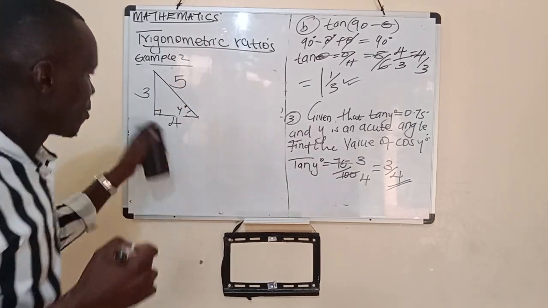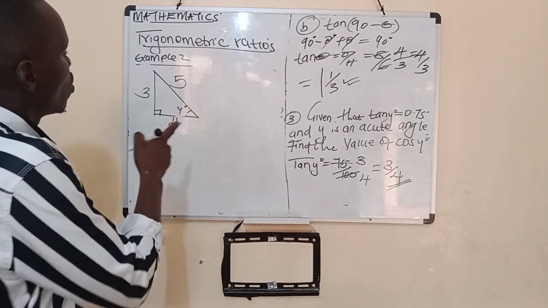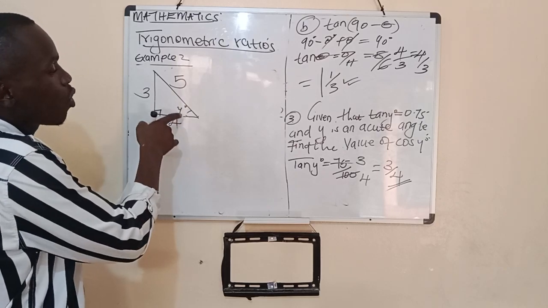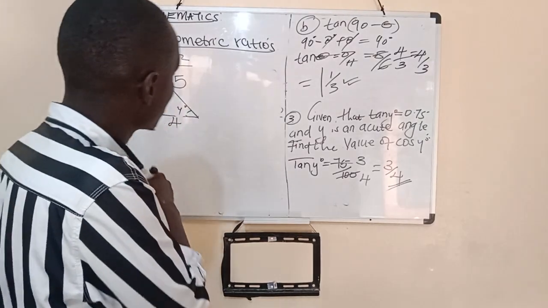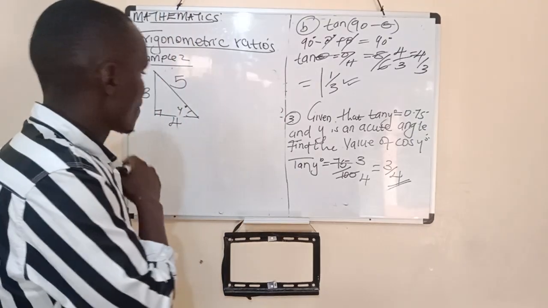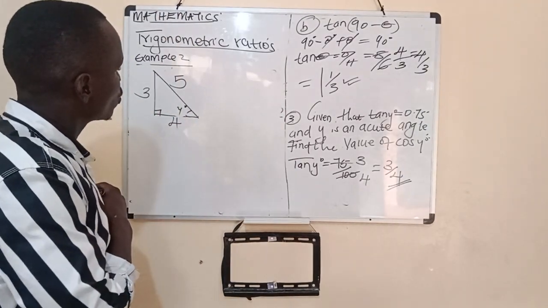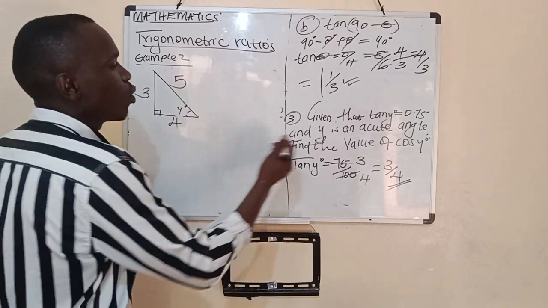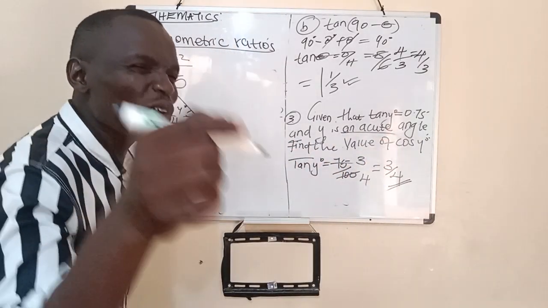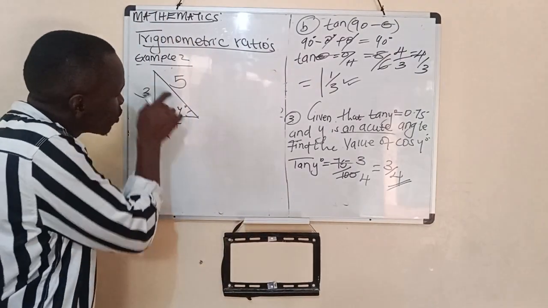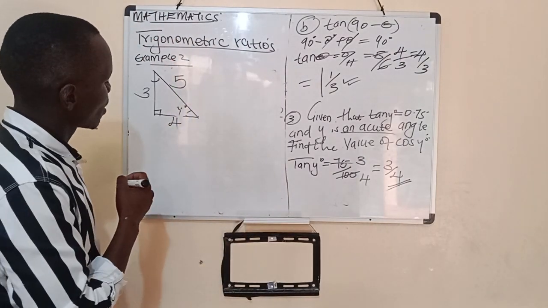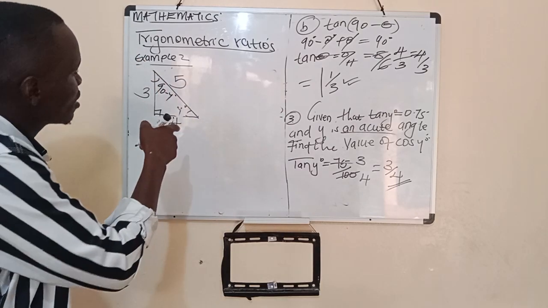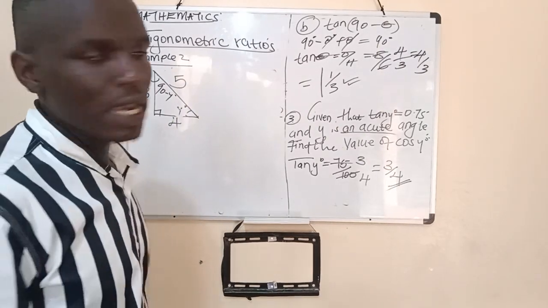So now we already know that tan y is given by 3 all over 4, because this is the opposite and the other one is the adjacent. Then from there, we are going to solve for the value. We are told that y is an acute angle, so it's an angle that is less than 90. So we are talking about these two angles. This one can also be 90 minus y degrees, because this one is y degrees.